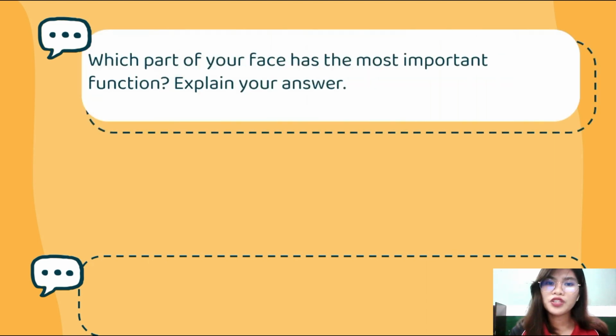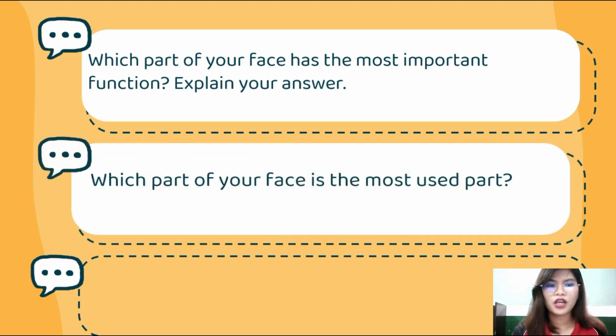First, which part of your face has the most important function? Sige nga, ano dyan sa mukha ninyo, yung sa tingin nyo, may importanteng function, na kapag wala yan, hindi ka na makakapag-function ng buo. Second, which part of your face is the most used part? Alin dyan yung gamit na gamit? Yung buong araw nyo, ginagamit nyo na hanggang sa matulog kayo, buong taon nyo or buong buhay nyo, gamit na gamit siya.